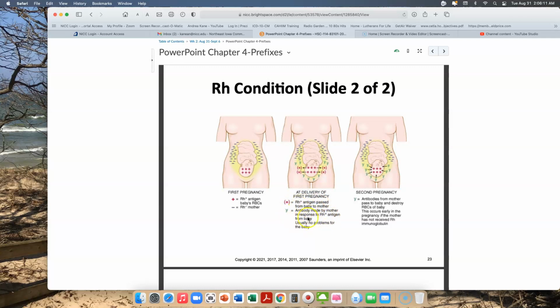If she doesn't get RhoGAM, which is an Rh immunoglobulin, then when she has a second pregnancy, the antigens that were there from the first baby attack the second and can cause significant damage. So that's why if you have an Rh negative mom and you possibly could have an Rh positive baby, they typically want to give you RhoGAM so that when you have the second baby, it's not attacked by those antibodies from the mom.